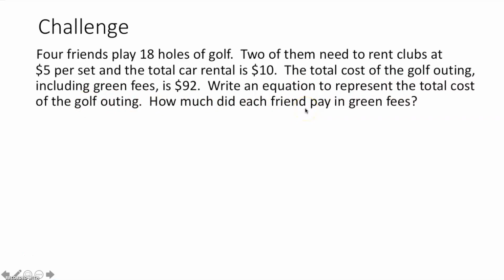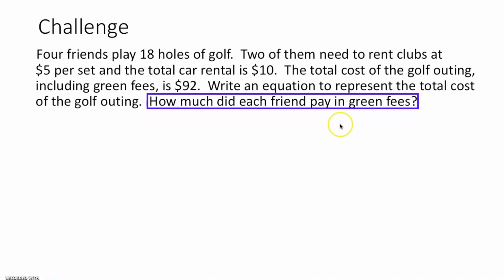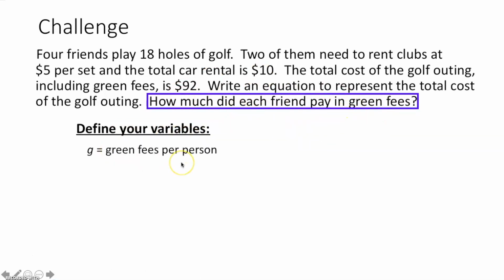So, step 1, read the problem. Step 2, we need to figure out what it is asking. It's asking how much did each friend pay in green fees. Boom, done. Step 3, define our variables. We're going to use what they're asking for in our variables. So, G, let's represent green fees per person. Now that I have this, I can write my equation.